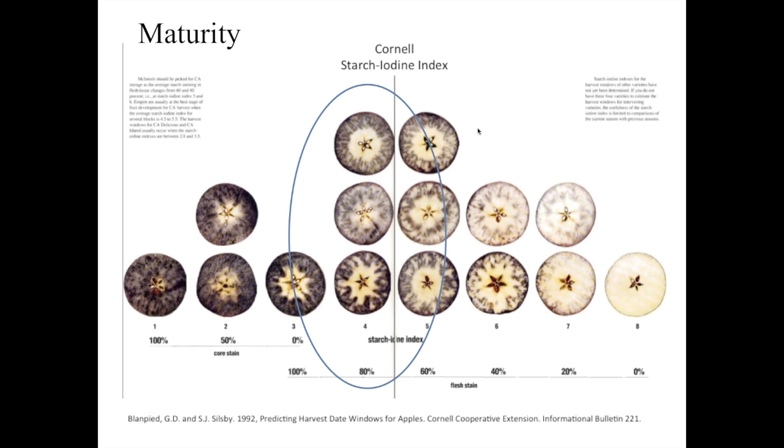We aim to try and pick fruit somewhere between about 3 and 5 on this scale, so we're aiming for 4, but we'll go a little bit either way.